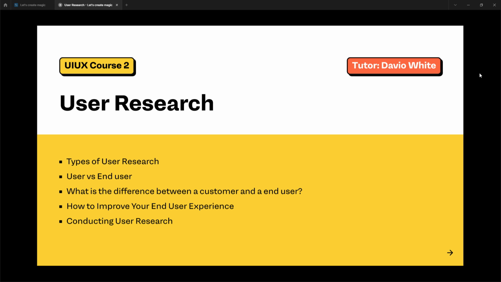Under course 2, we'll also be looking at types of user research, user versus end user, what the differences are between a user, end user, and a customer, how to improve your end user experience, and conducting user research. But first, let's look at what user research means.